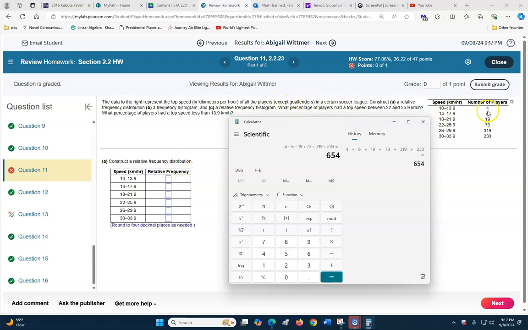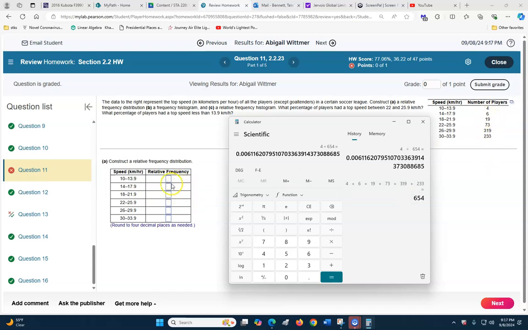So 4 of those players, I guess, had speeds between this range. And so if we take 4 divided by 654, we'll get the relative frequency, which is what goes here. They say go 4 decimal places. So 0.0061, okay, need to round to the 4th place.